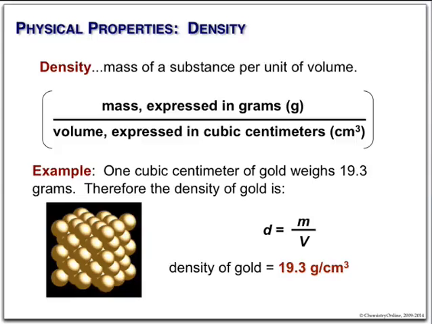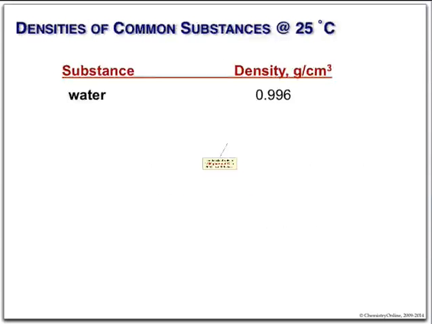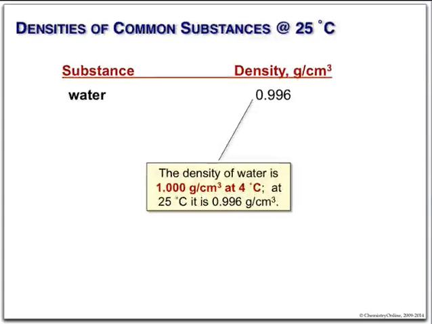Well, let's just look at some common things and just look at their densities so that we're familiar with the range here. Water has a density of 0.996 grams per cubic centimeter. That's at 25 degrees. People often round this up and say that density of water is 1 gram per cubic centimeter. It's actually 1 at 4 degrees centigrade, not at room temperature, so it's slightly less.